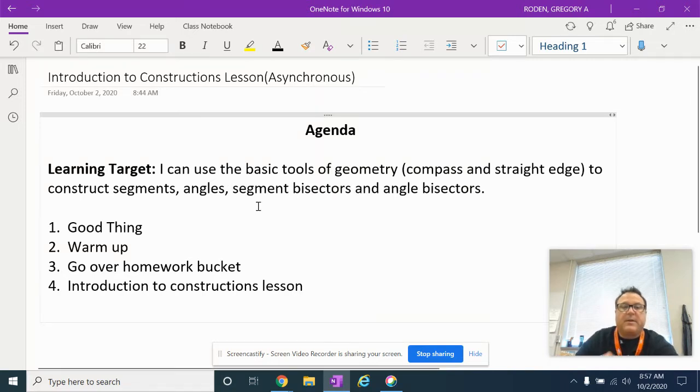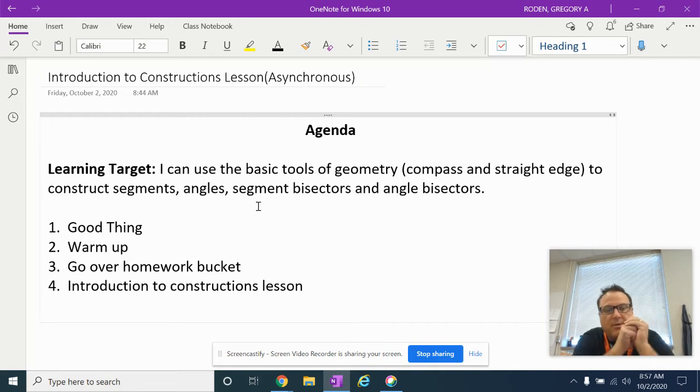All right. So let's take a look at what our agenda is for today. Well, we're going to do a good thing. Notice it's singular, not plural, because hopefully you have a good thing out there, but I'm just going to share my good thing. After that, we're going to do a warm-up, and then after that, we're going to go over the homework bucket, because I think there's some interesting things I'm changing up here, and I'll talk about that later in the homework bucket. And then we're going to be doing our Introduction to Constructions lesson.